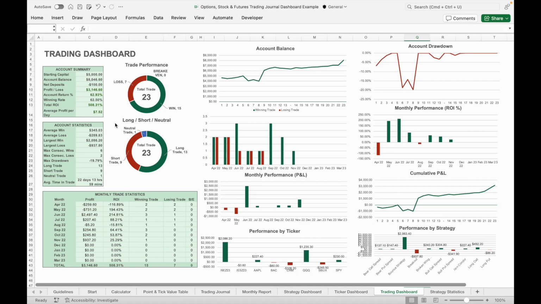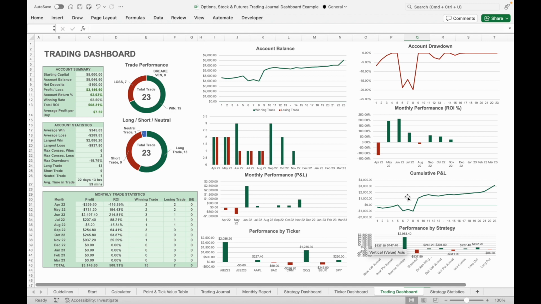The table below presents monthly trade statistics including profit and loss, ROI percentage, and number of winning and losing trades. The graph on the right gives you an overall view of your trading performance over the entire period. It shows account balance reflecting the total value of the account at a given point in time, account drawdown indicating the maximum loss incurred, and cumulative P&L displaying the net profit or loss accumulated over time.